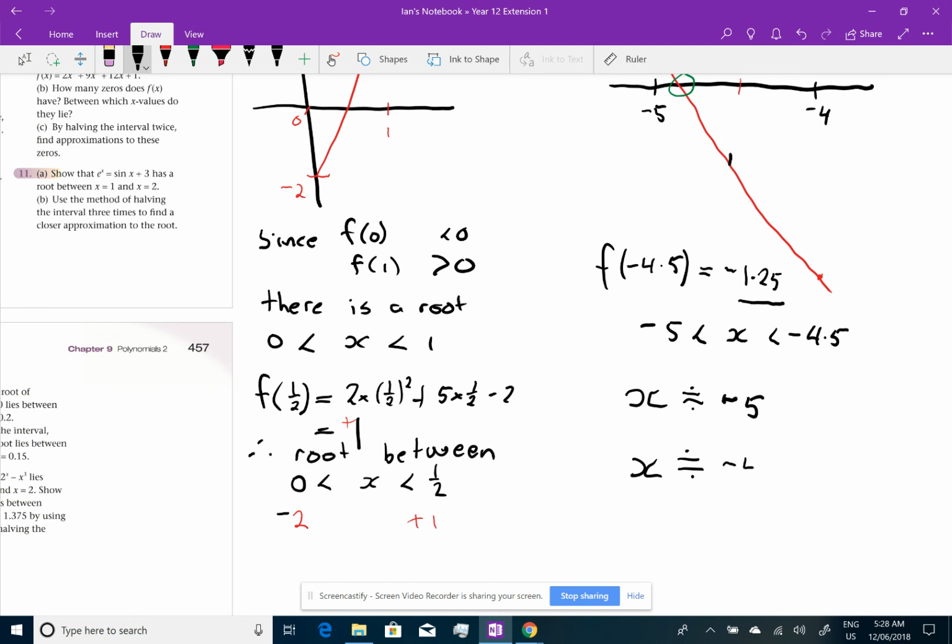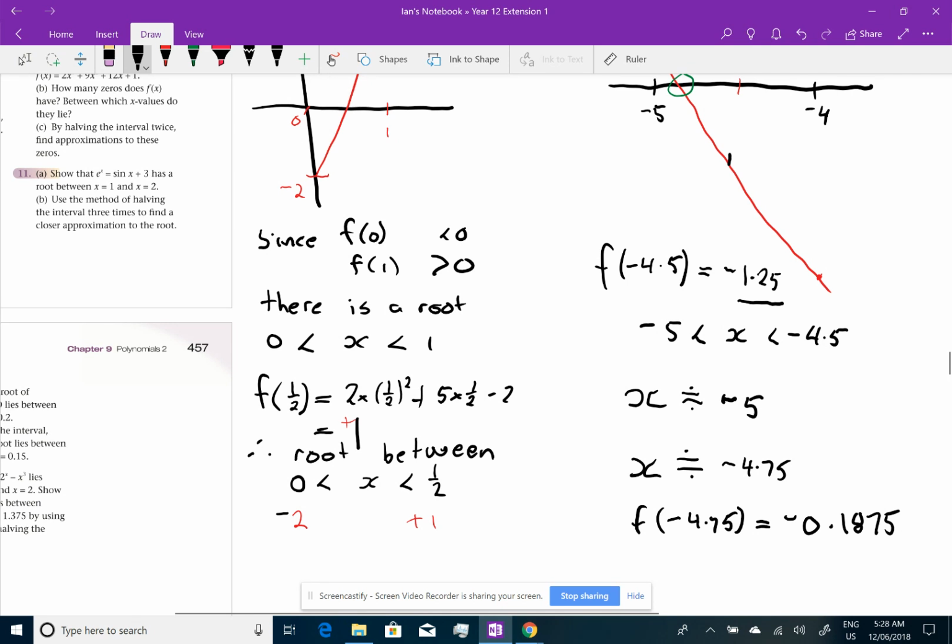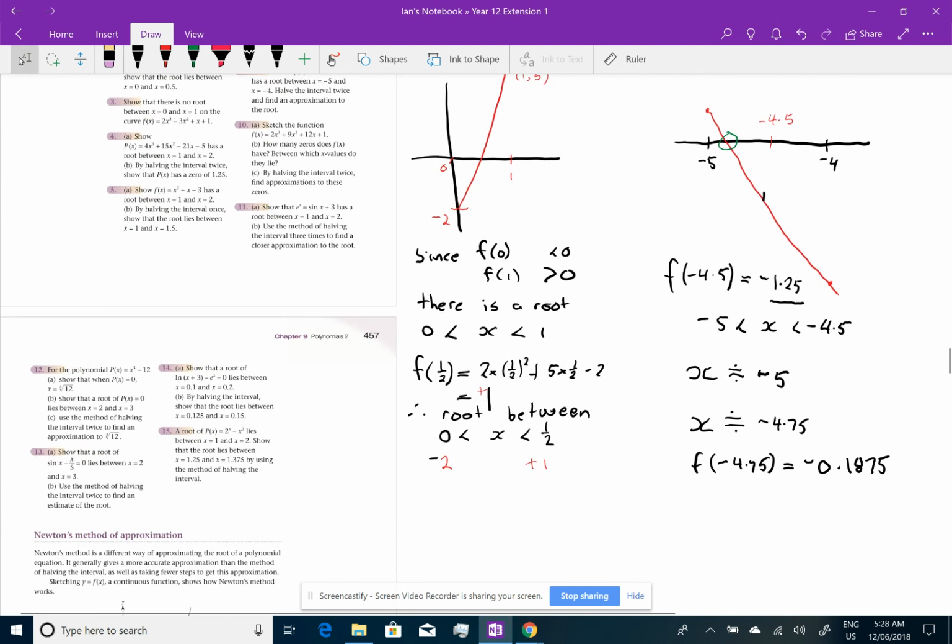So -4.75. And if I found f of -4.75, which I've done, it comes out at -0.1875, which is a much better guess. So be wary of doing those ones. Okay, so this guess and check method.